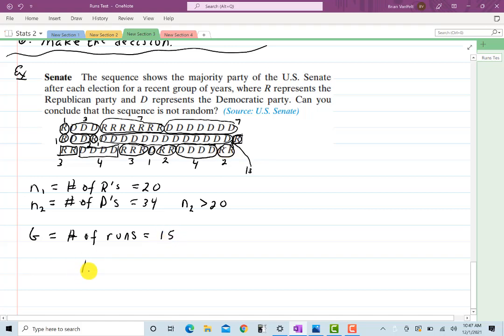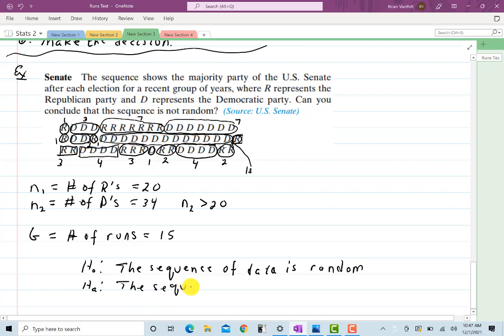Now let me state my H sub 0 and H sub A. The sequence of data is random, or the sequence of data is not random.